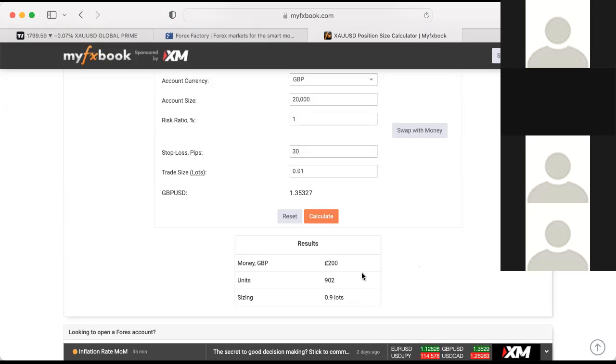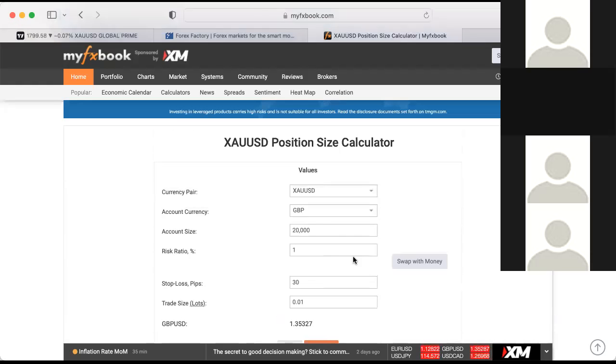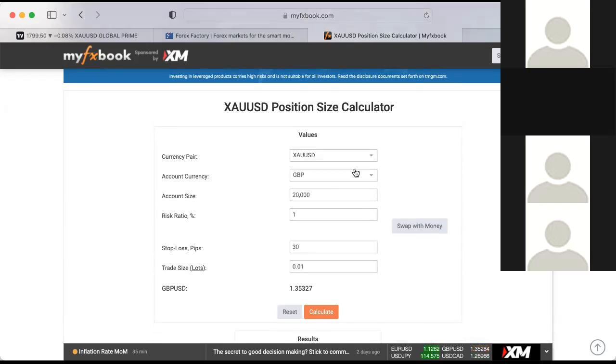So if I was going for a 30 pip stop loss, my lot size would be 0.9, and that would make sure that I didn't lose any more than 1%. But as I say, you don't have the luxury of indices on this position size calculator. You can check gold and you can check silver, but you can't check the indices. No, that's all right. I wasn't sure about that. That's fair enough, mate.